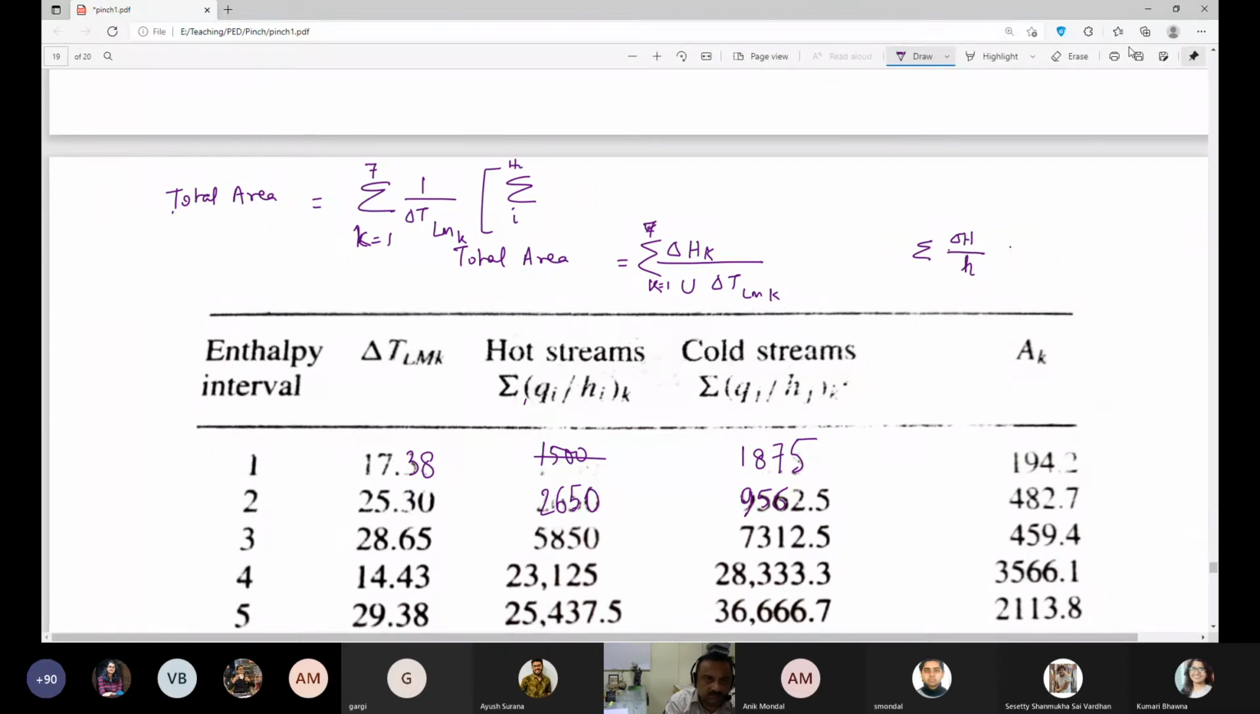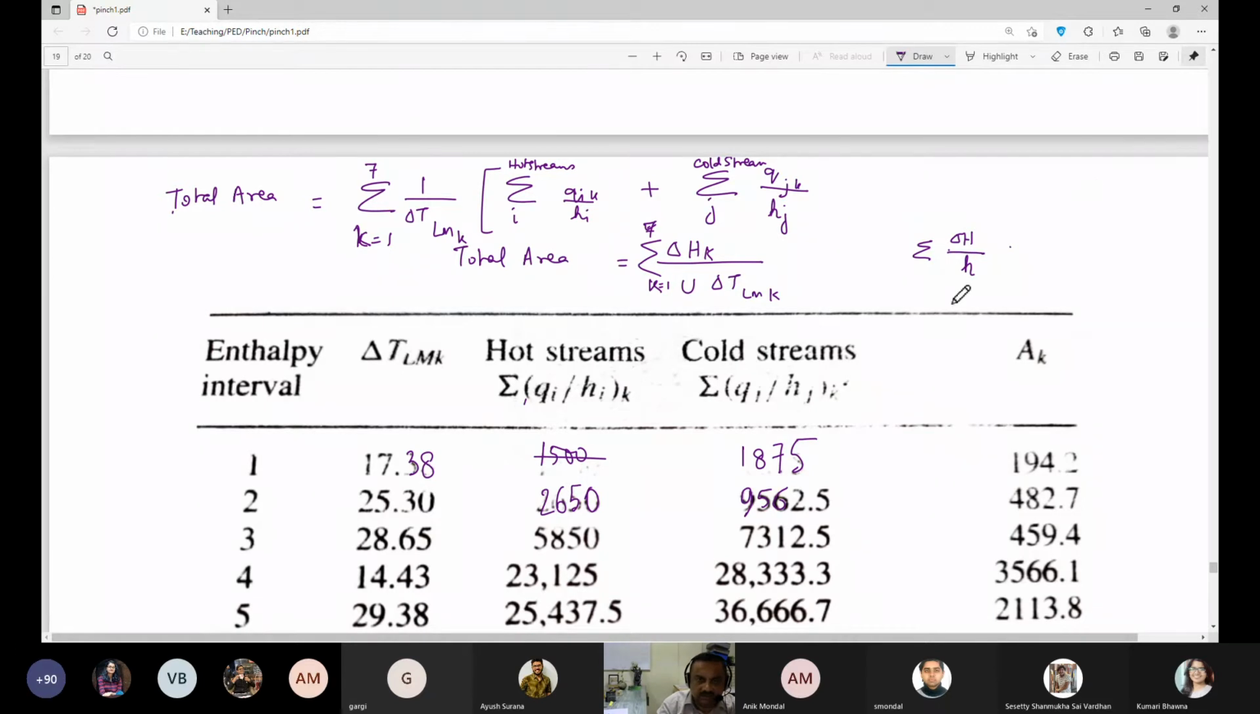Sum over i, the number of hot streams, of q_ik divided by the corresponding h_i, plus another sum over j for cold streams. In some cases you may not have a hot stream, only a cold stream. In some segments you have only a cold stream, no hot stream. Or in some cases you may have 4 such streams present, 2 hot streams and 2 cold streams. So then you have to sum them up, q_ik, and here it is q_jk divided by h_j. So h_j is the film side heat transfer coefficient for the cold stream.